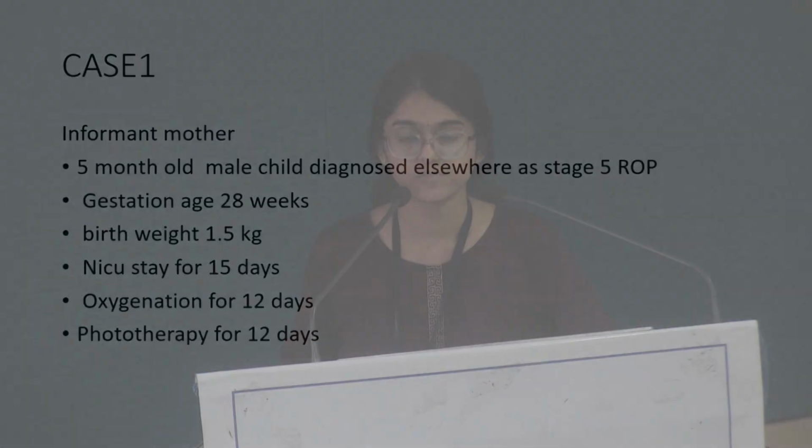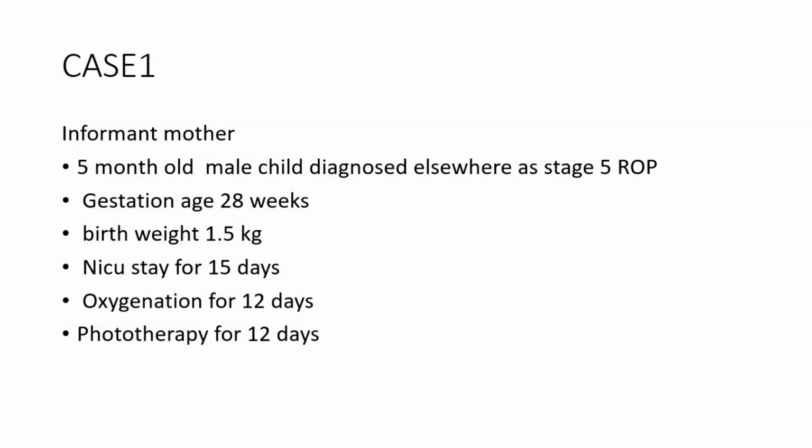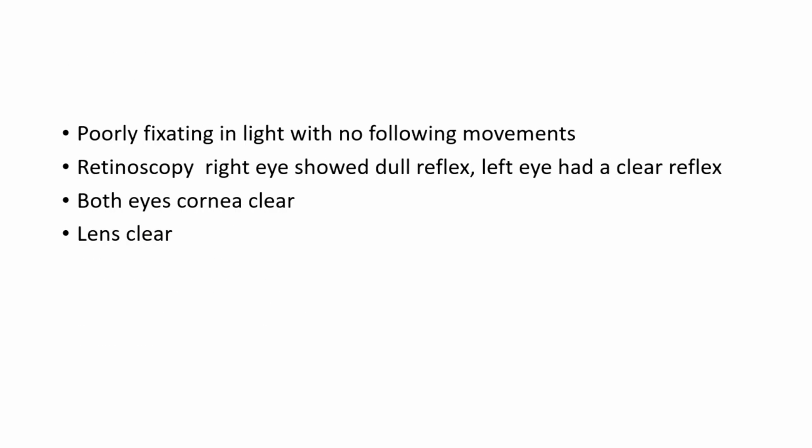So starting with my first case, a 5-month-old male child diagnosed elsewhere as stage 5 ROP with a gestational age of 28 weeks, birth weight 1.5 kg, history of NICU stay for 15 days and oxygenation for 12 days, and a history of phototherapy for 12 days.